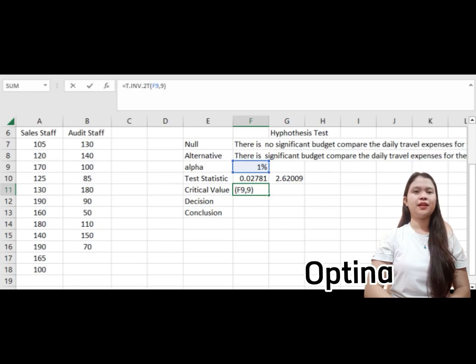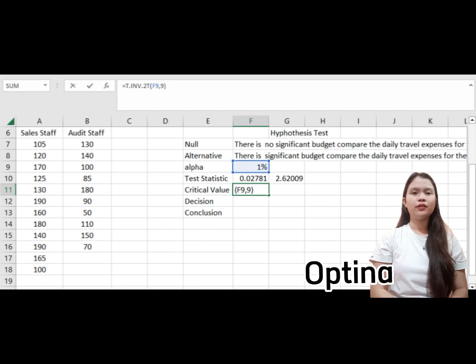Hello guys, I am Cristela. We still need to get the actual t computed. So we will input the T.INV. Then our probability is the one we had gotten from the t-test. Then our degrees of freedom, which is 10 minus 1, or equals 9. The next one is to get the critical value, and to do that we will use T.INV. We will use the alpha, and the degrees of freedom will still be 9.